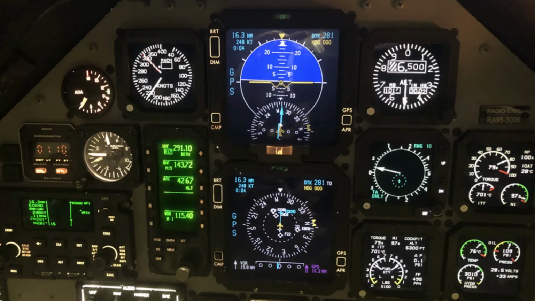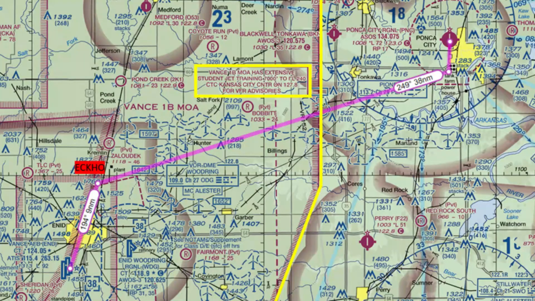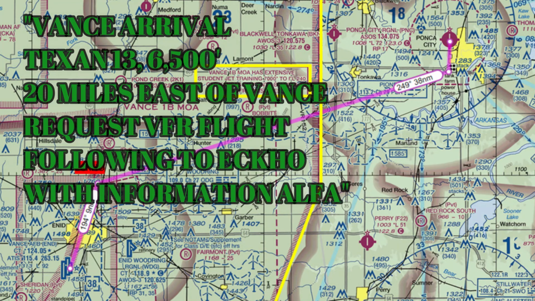If going back to Vance after Ponca City, you may either return VFR or elect to pick up an IFR clearance again with Vance Arrival. The choice is yours. Locally, going back IFR is as easy as calling up Arrival and saying your call sign, altitude, and location, followed by request recovery eastside, and include the current ATIS identifier. If you would like to remain VFR, instead say, "Vance Arrival, Texan 13, 6,500 feet, 20 miles east of Vance, request VFR flight following to Echo with information Alpha."